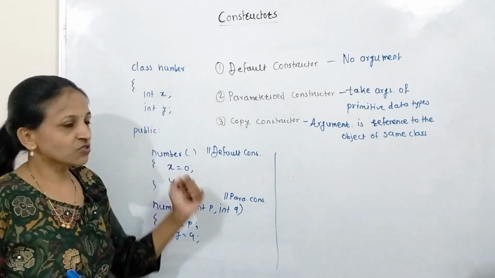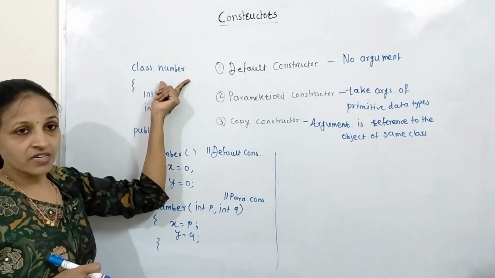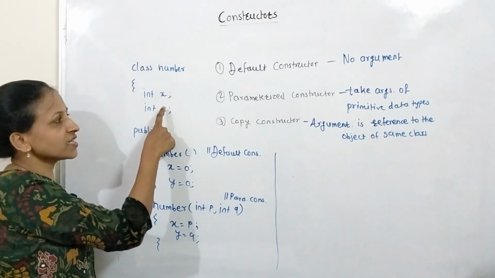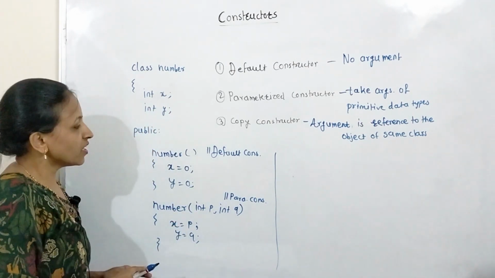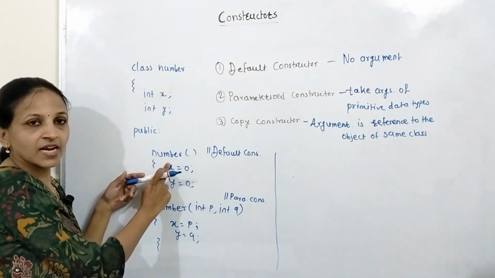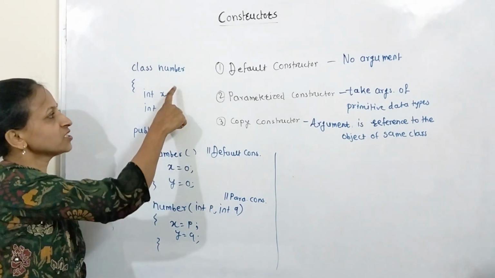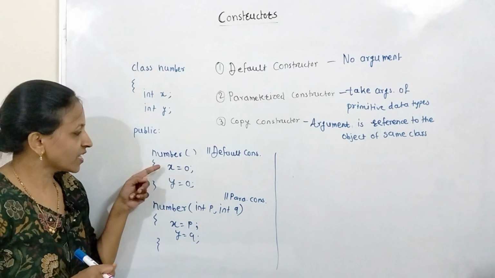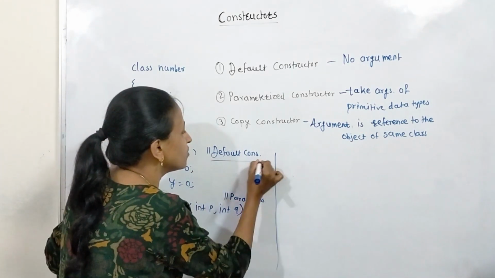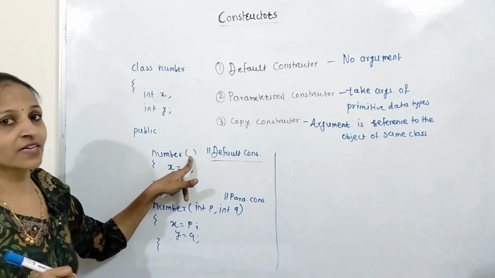Before that, let us discuss the same example we saw in the previous session. Here the class Number is there, and inside that two data members, x and y, are of type integer. Now I have written one constructor. It has the same name as the class name, and it is not taking any argument. That's why I have initialized 0 to the data members, x equal to 0, y equal to 0. This is nothing but a default constructor, meaning a no-argument constructor.